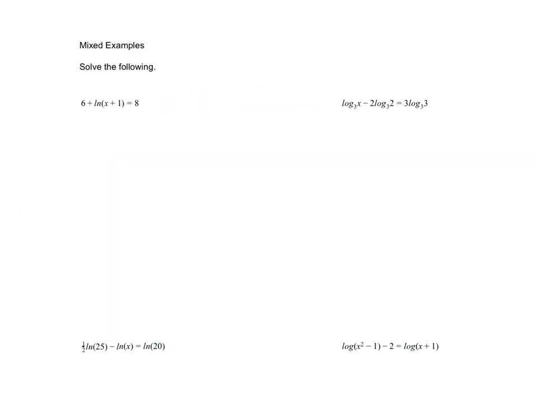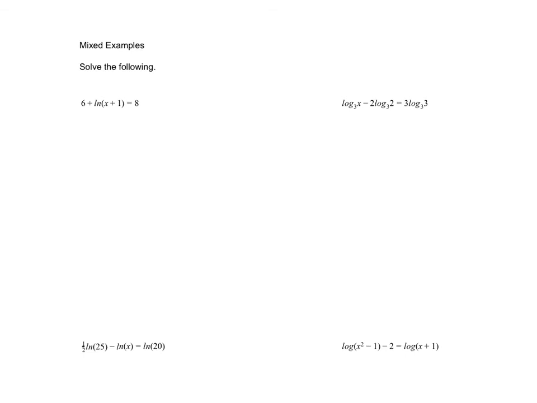So let's go ahead and look at some mixed examples that have a lot of different mixes of the two types of problems. This first one we see only has one log. The second one has every term with a log. The next one has all logs, and the last one only has some logs. So again, does it have all logs or some logs?